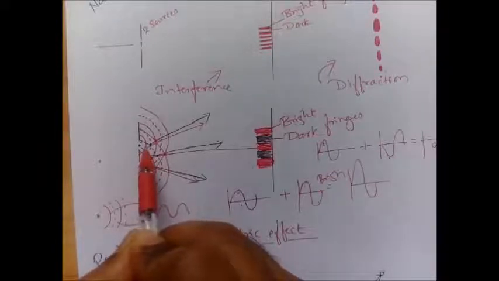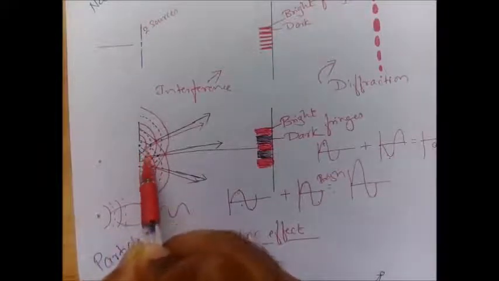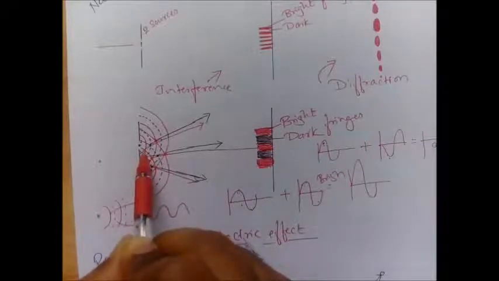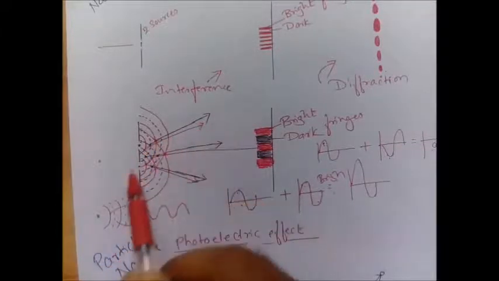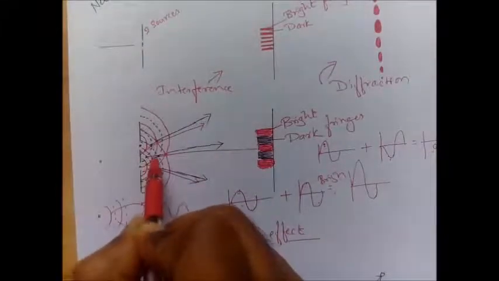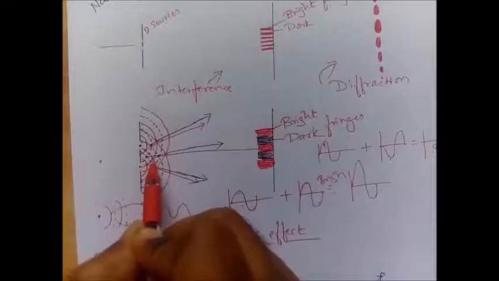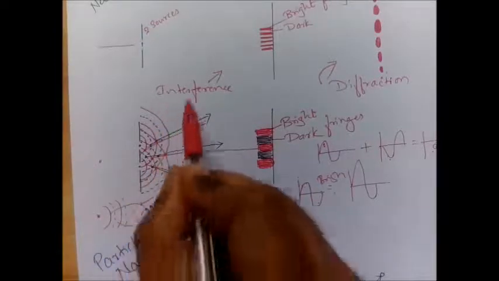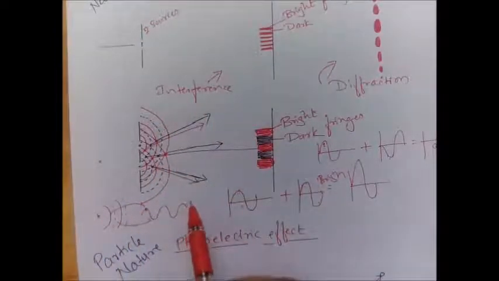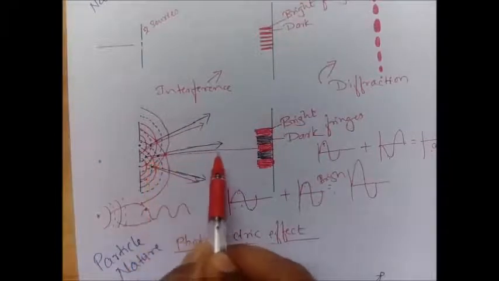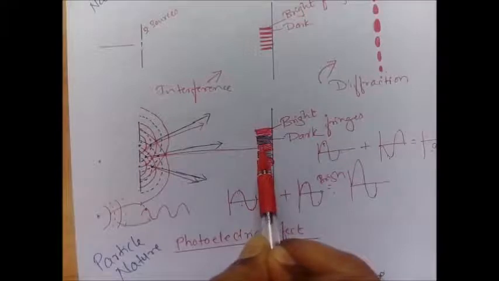This is the crest which is falling on the crest. At this point it is falling and it is giving rise to the bright fringe. So here it is the solid line which is falling on the solid line, that means the crest is falling on the crest. Here also the crest is falling on the crest, and similarly we will have so many light waves which are falling on each other, and the effect of that will be a bright fringe here.